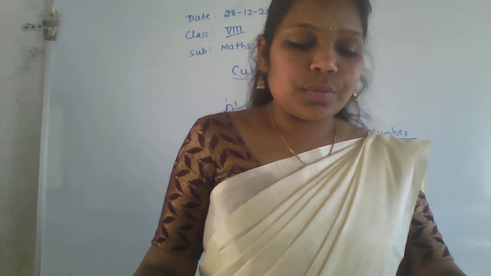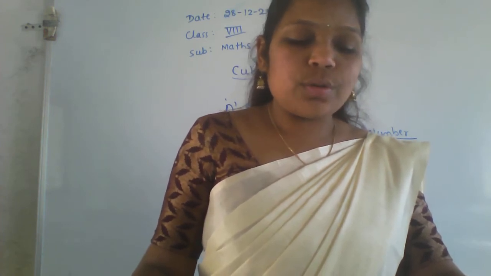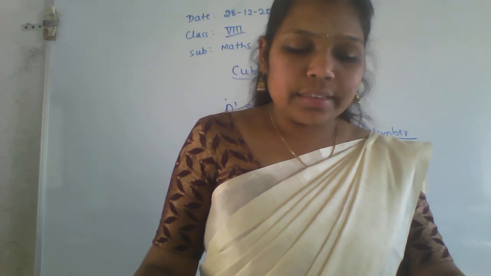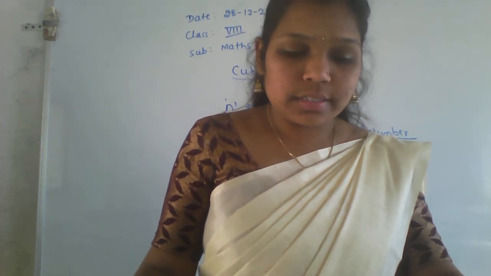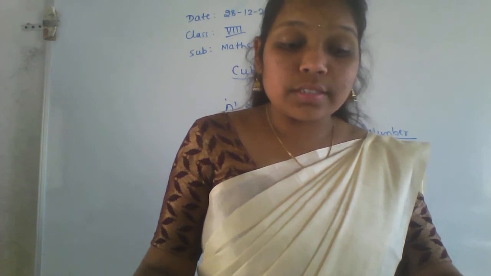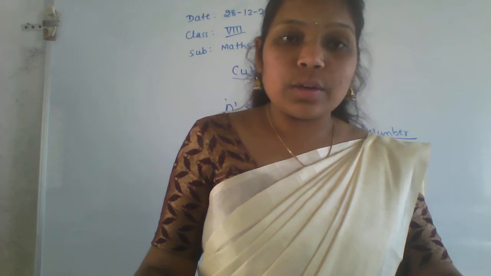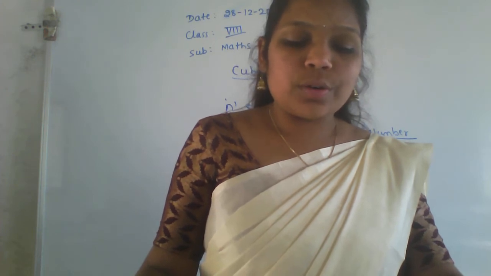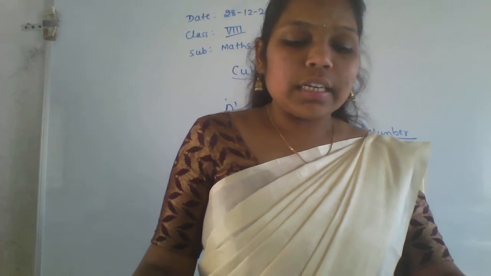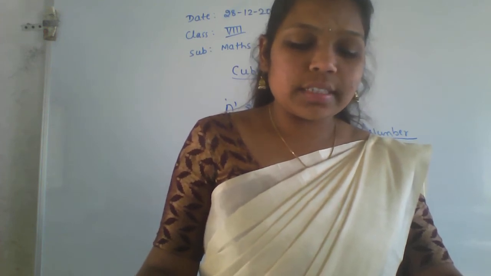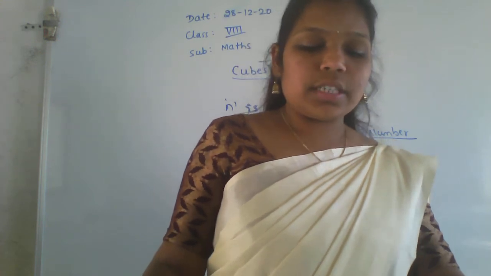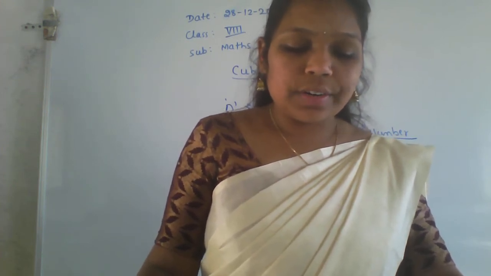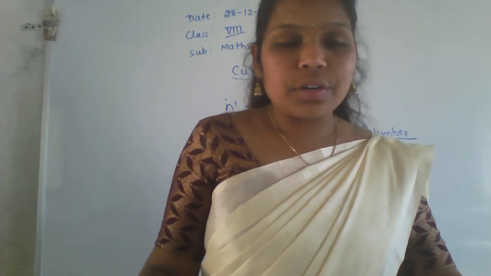4096, 17 cube is equal to 4913, 18 cube is equal to 5832, 19 cube is equal to 6859, 20 cube is equal to 8000, 21 cube is equal to 9261, 22 cube is equal to 10,648, 23 cube is equal to 12,167, 24 cube is equal to 13,824, 25 cube is equal to 15,625, 26 cube is equal to 17,576. 27 cube is equal to 19,683, and 28 cube is equal to 21,952. 29 cube is equal to 24,389. 30 cube is equal to 27,000.